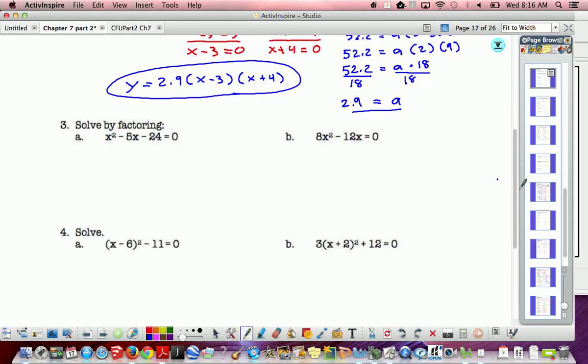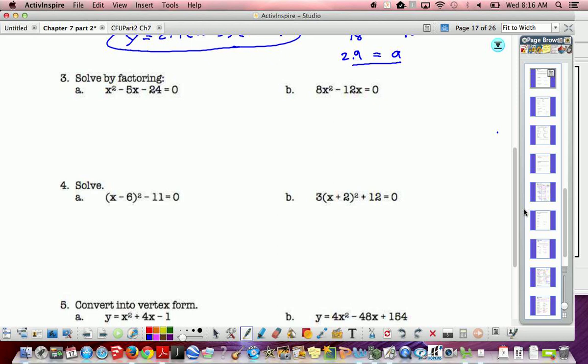Moving right along. Number 3, it says solve by factoring. This is where you're going to use ZPP, the zero product property. So I'm looking here at what are factors of -24 that add up to -5. If I can't think of them right away, I go 1 and 24, 2 and 12, 3 and 8, 4 and 6. Which pair differs by 5? Well, that's 3 and 8. Since I need -5, the larger one, 8, has to be negative. So I get x minus 8, x plus 3 equals 0.